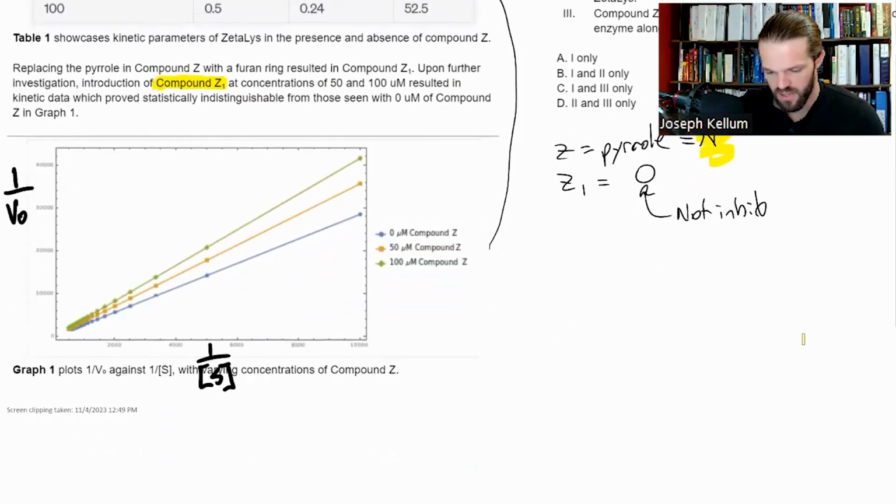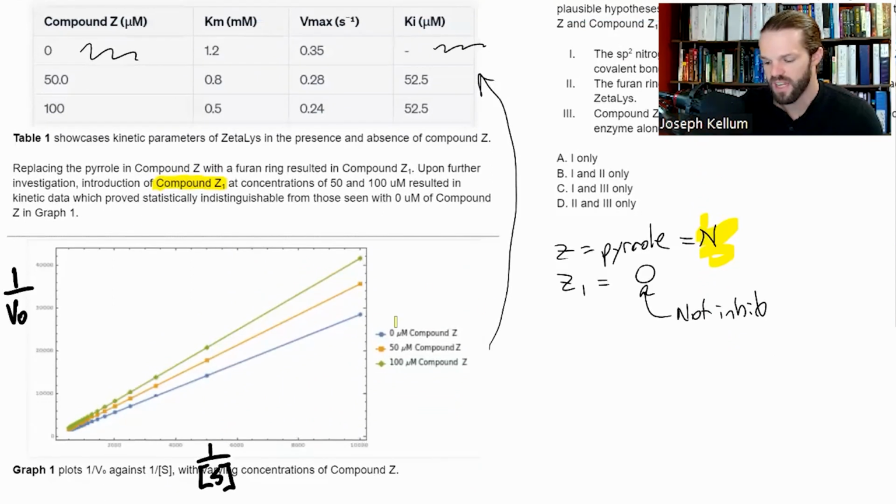All right. So then it goes on to show us this graph, and it said that compound Z1 is indistinguishable from this blue line right here, which was just 0 micromolar compound Z. So basically 0 micromolar compound Z is another way of saying the native enzyme without the inhibitor present. All right, so now we know all of this stuff.